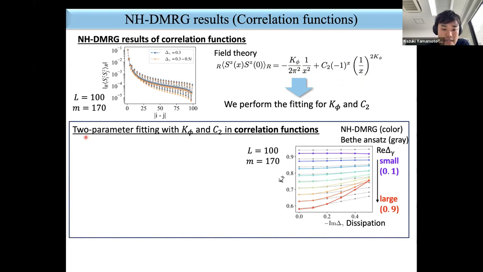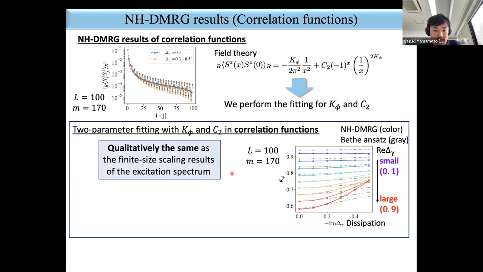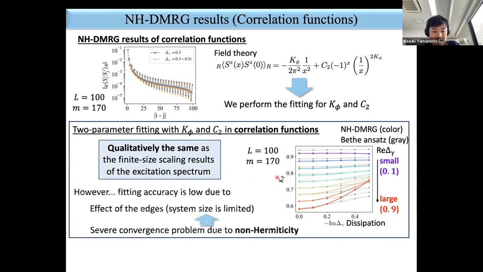Okay, these are the results for two-parameter fitting with K5 and C2 in correlation functions. The horizontal axis shows the dissipation, and these lines show the same parameters as in the previous slide for real delta gamma. We see that the non-Hermitian DMRG results, with color plots, and the Bethe ansatz results, with gray plots, are qualitatively the same as the finite size scaling results of the excitation spectrum. But of course, as you see, the fitting accuracy is low.